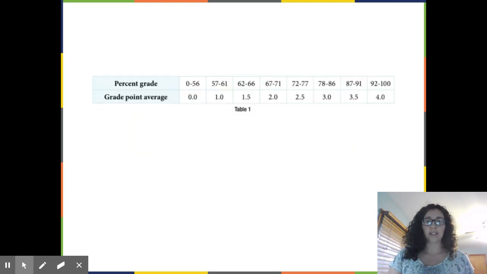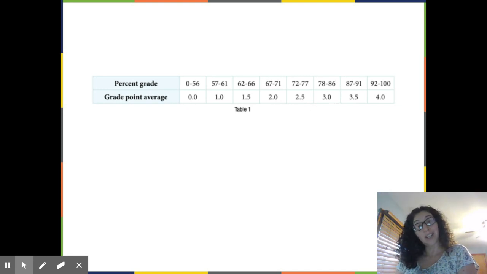One more quick example. What if we had this grading scale? If you get this percent grade, this is made up, not for this class, but if you get between 0 and 56%, you get a 0.0, and so on. 72 to 77, you get a 2.5 for your GPA. And that's how it works. Is this a relation? Is this a function? Well, again, it depends which direction, right?